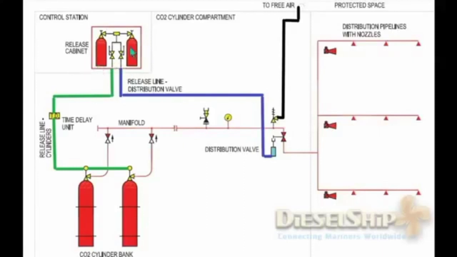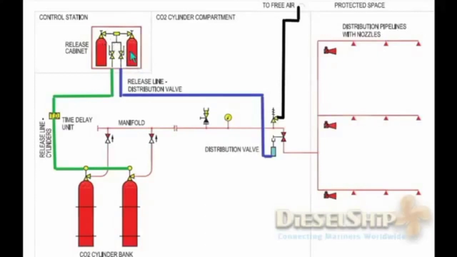So the release cabinet has two pilot cylinders, and it is enclosed inside a cabinet which has a door. Once the door is open, it gives audible and visual alarms, and it might also trip some ventilation fans and stop some fuel pumps. It varies depending upon the ship, but usually it must definitely give an audible and visual alarm, and it should stop the ventilation fans.